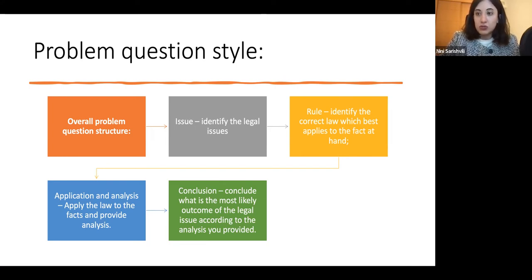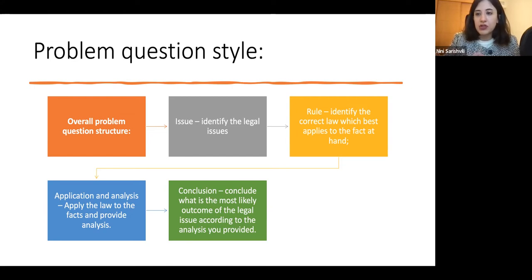You will most probably get a problem question on this topic, so it is very important that you know the general structure and how to approach it correctly to maximize your chances of getting a first class. Firstly, you need to identify all the legal issues that are presented in your problem question. Then you need to research the relevant law, and you need to say what are the relevant cases, applicable statute, and so on. And then you need to provide application and analysis.